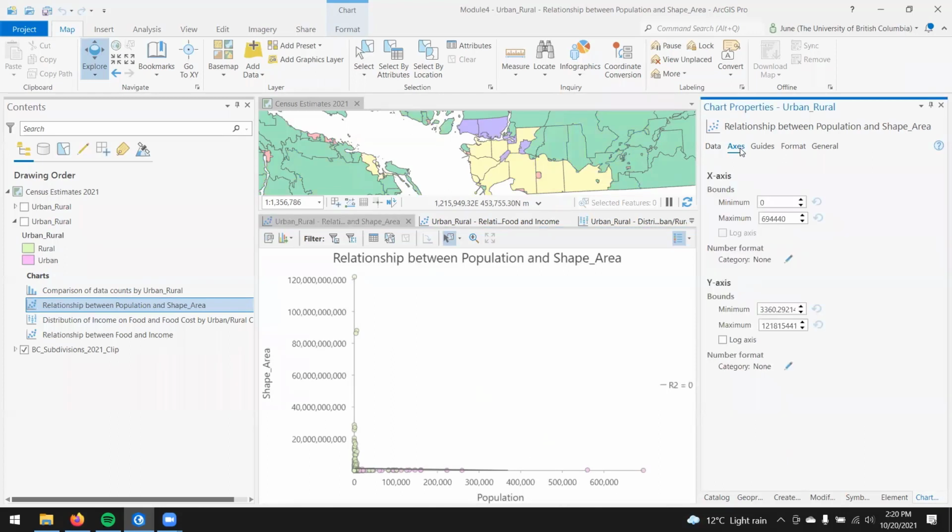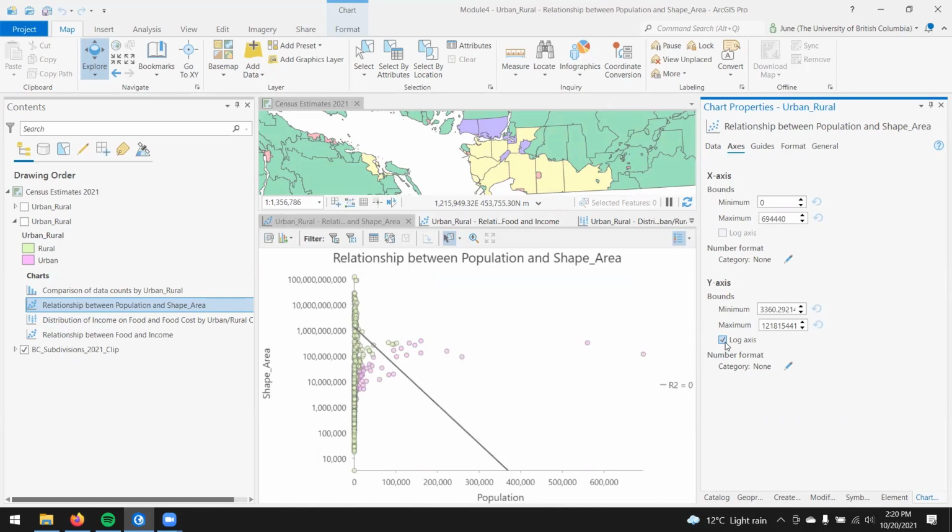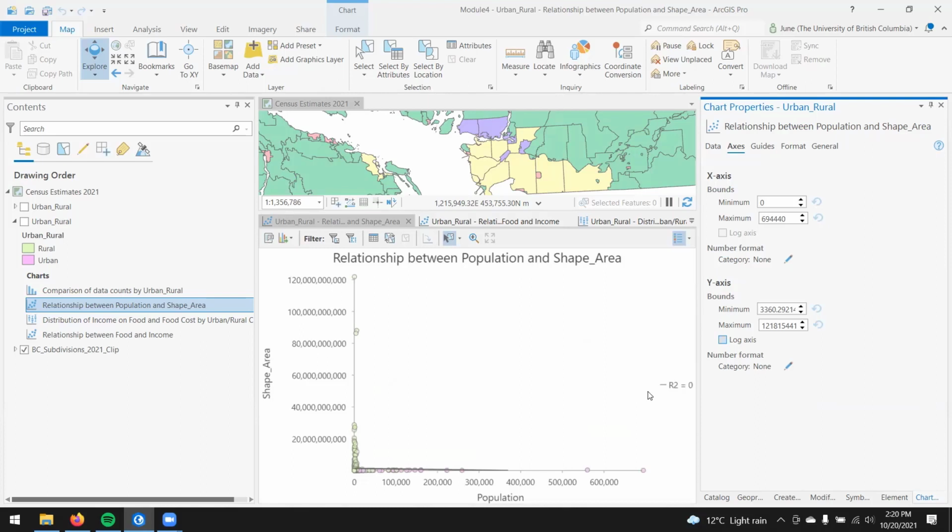Now, just one other thing I want to point out. You can click this button to do some transformations. Logarithmic transformations are a kind of complex idea, but basically you're scaling things by tens rather than ones, and it allows you to pick up different patterns. There's still no relationship, it doesn't impact that, but it makes it a little easier to interpret this y-axis. But there is no relationship between total population and size of these census subdivisions, right?